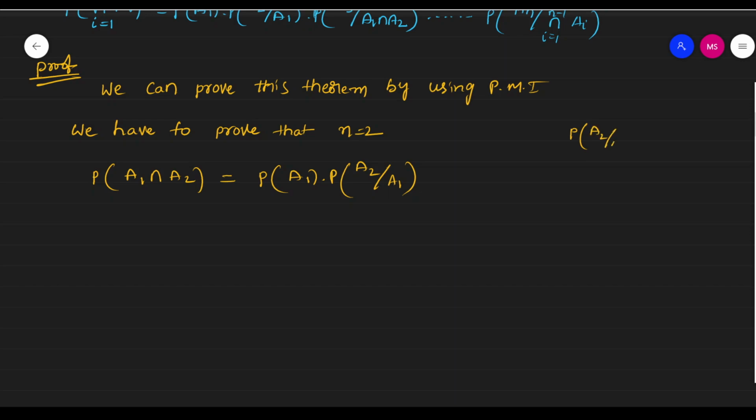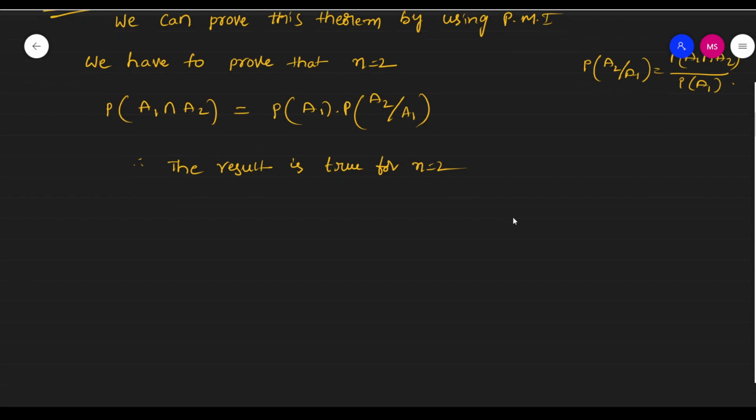P of A2 given A1 is equal to, what is the formula, P of A1 intersection A2 divided by P of A1. So P of A1 intersection A2 on the right hand side is P of A1 into P of A2 given A1. Therefore the result is true for n equal to 2.